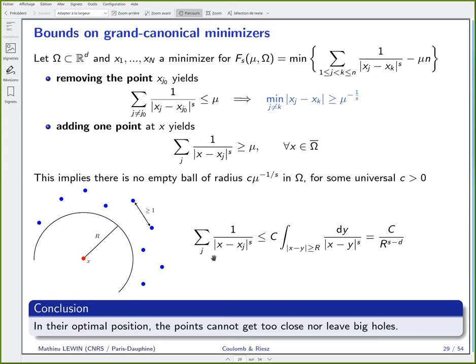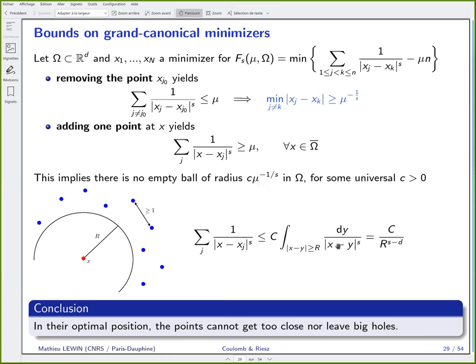It's not very hard to see that this sum here is comparable to the integral. You just replace the points by some little balls, average a little bit. The sum is going to be comparable to the integral, but this integral is 1 over r to the s minus d. s is bigger than d, and so this is definitely very small if r is too large. And this must be at least mu. And so this is how you conclude that there cannot be any empty ball of radius proportional to mu to the minus one over s in your system.